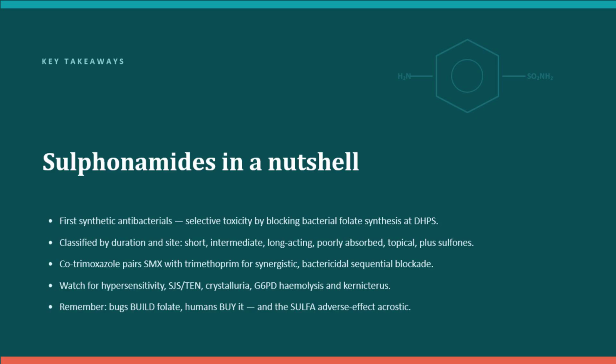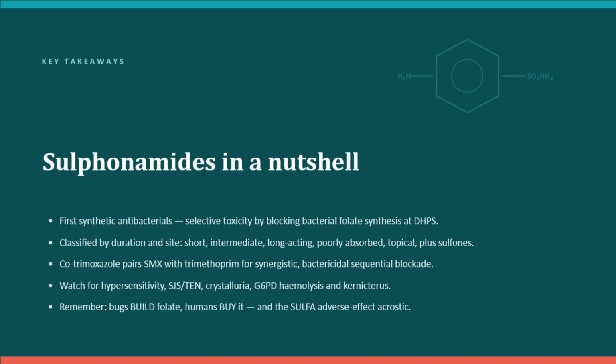Let's wrap up with the big picture. Sulfonamides were the first synthetic antibacterials, and they work by selective toxicity, blocking bacterial folate synthesis at DHPS. We classify them by duration and site of action: short, intermediate, long-acting, poorly absorbed, topical, and the related sulfones. Co-trimoxazole pairs sulfamethoxazole with trimethoprim for that synergistic bactericidal sequential blockade.